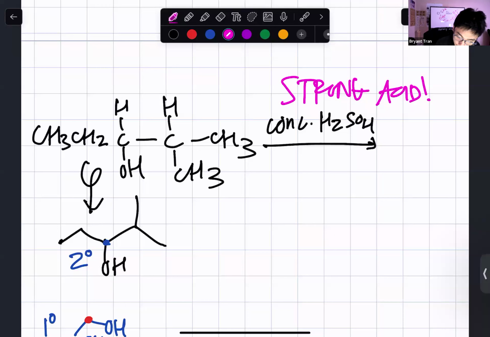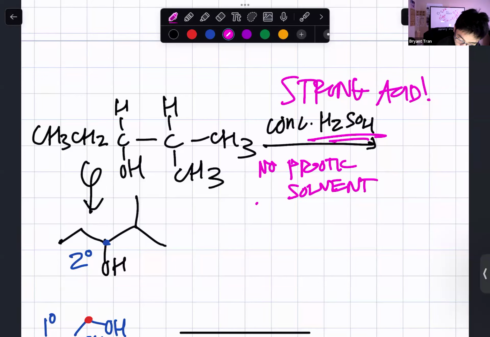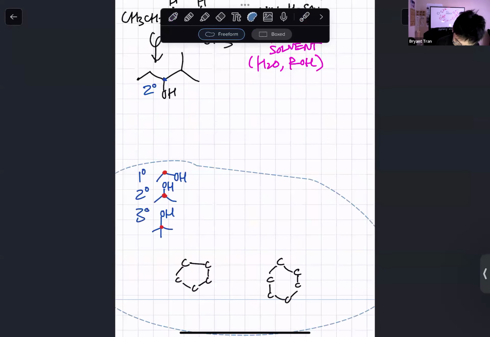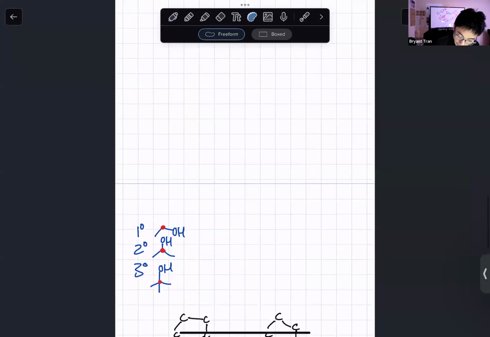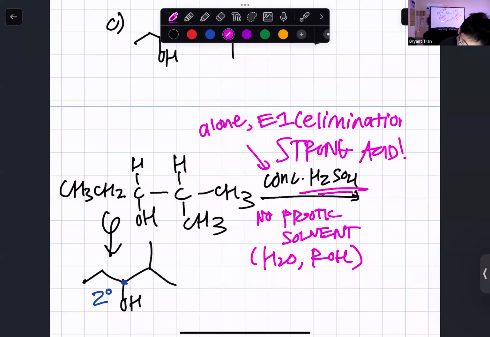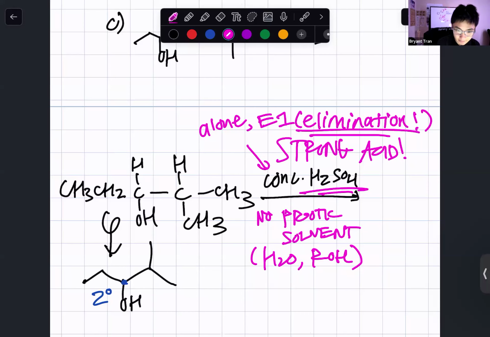And we only see H2SO4 by itself. No polar solvent, meaning there's no water, H2O, or alcohol, ROH. So we don't have to worry about SN1 reactions here. Right. So if you just see H2SO4 by itself alone, then this is a big sign that this is going to be an E1-like mechanism, elimination reaction, like you said, elimination. And all elimination reactions, they would produce alkenes, double bonds.